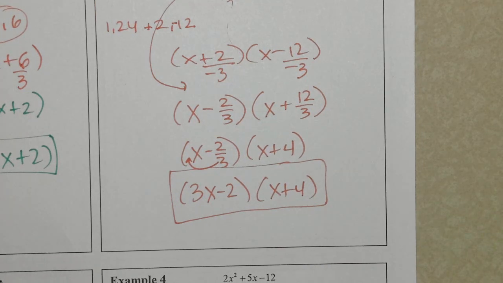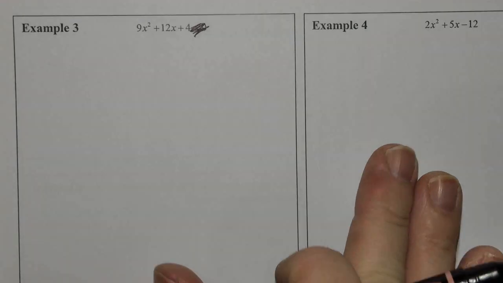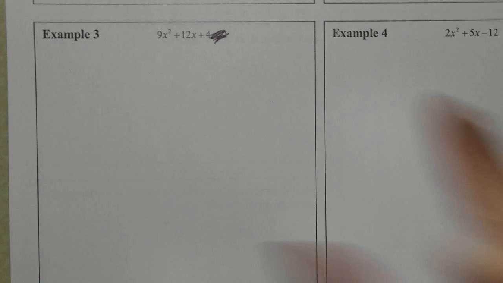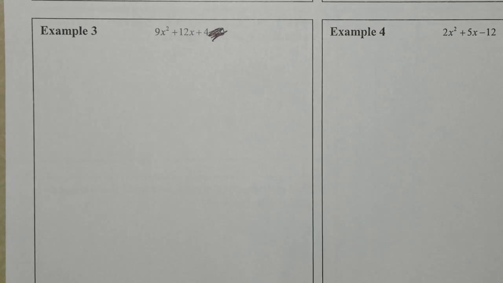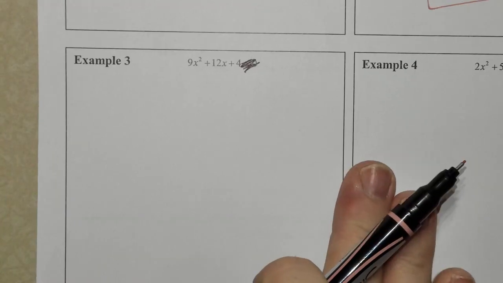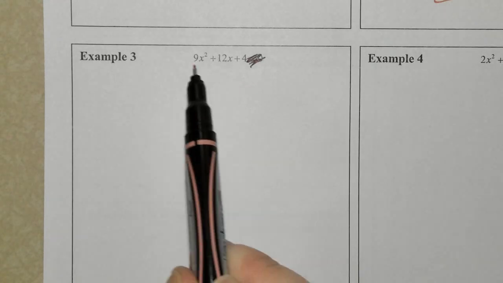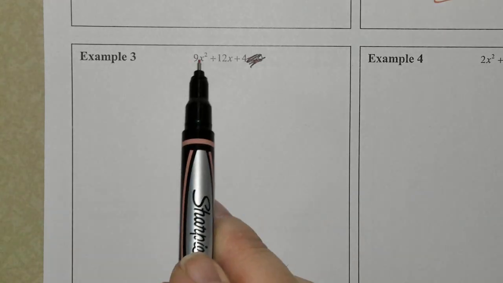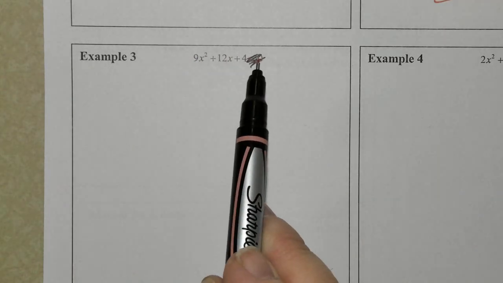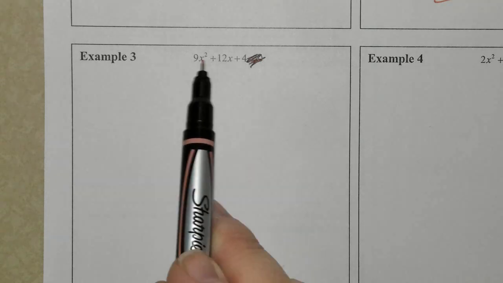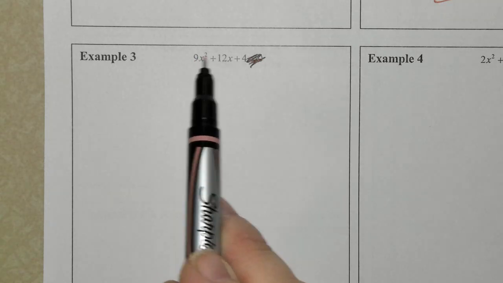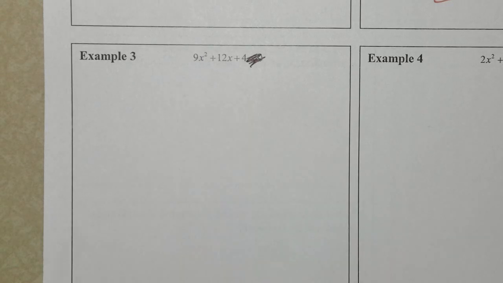Okay, go on to example number 3. Now as we get into some problems that seem a little bit harder, it's important to first ask yourself, can you first factor a monomial out? So is there a number other than 1 that divides nicely into 9, 12, and 4? There is not. So I can't factor anything out.